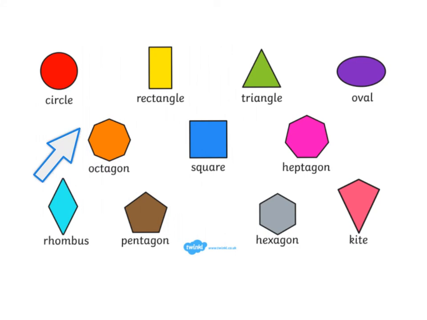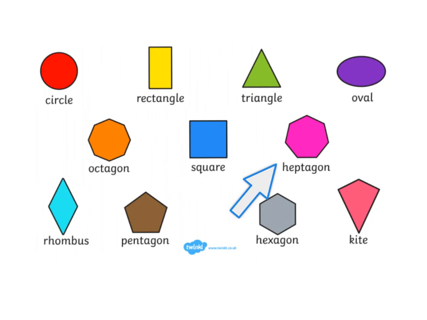Alright, moving my arrow up to this one here. That one is very interesting. I can count 1, 2, 3, 4, 5, 6, 7, 8 sides on that one. We call this an octagon. See if you can say it. Octagon. Octagon. Jumping all the way over here, we have another one with many sides. Let me give it a count. 1, 2, 3, 4, 5, 6, 7 sides. We call this one a heptagon. Come and say it with me. Heptagon.